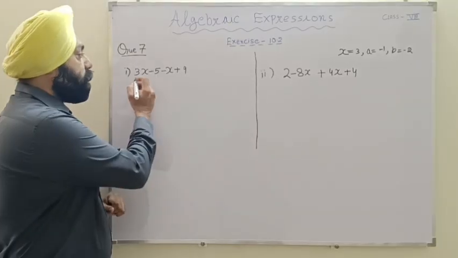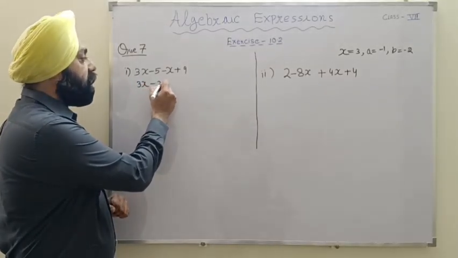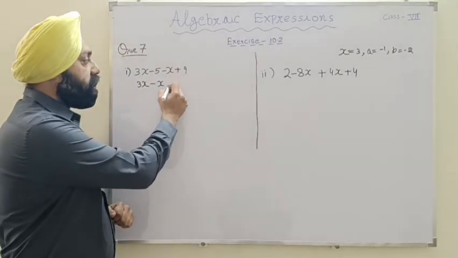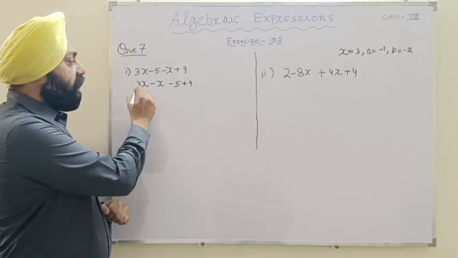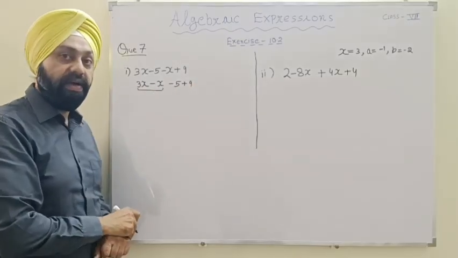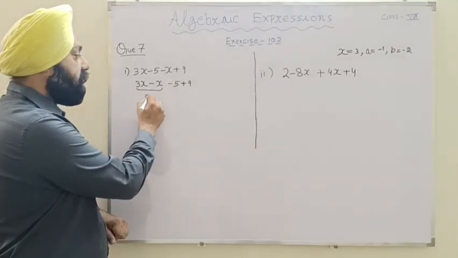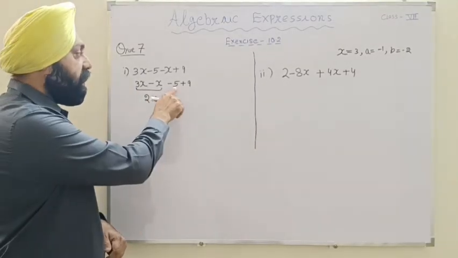So in this expression you can see 3x and minus x. These are the like terms, so we will write them together. And then we have the constant terms, that is minus 5 and plus 9, together. When we solve 3x minus x, we get 3 minus 1, that is 2, and x. So 2x is the answer for 3x minus x.